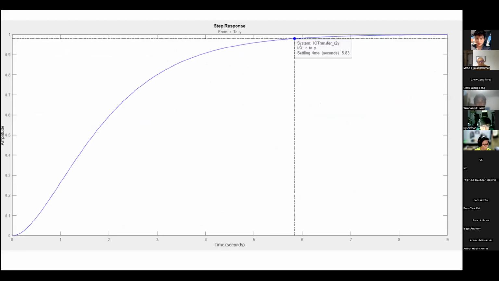So this is the step response for the original transfer function. We can see the settling time is over 5 seconds, which is 5.83 seconds. So we need to adjust the settling time first. So next.